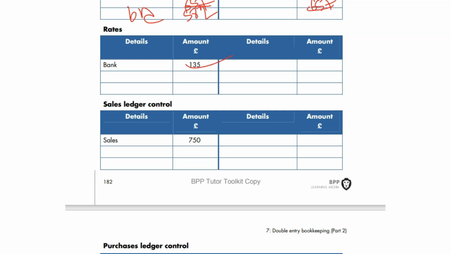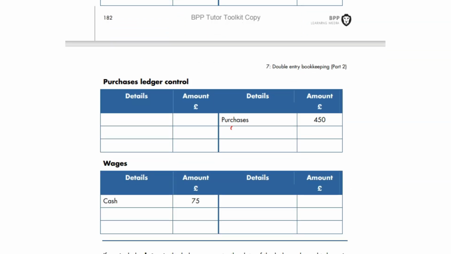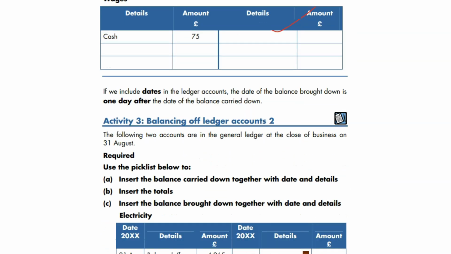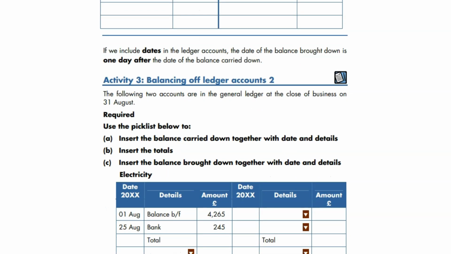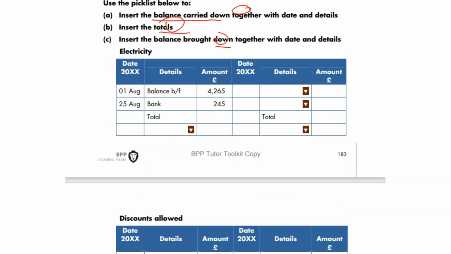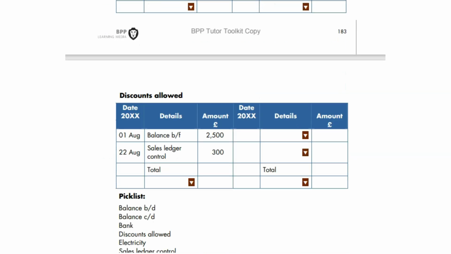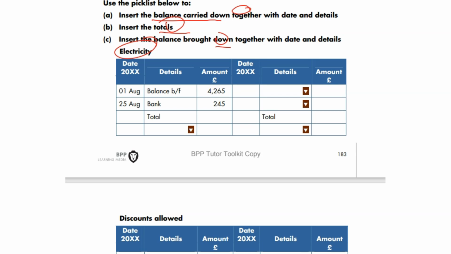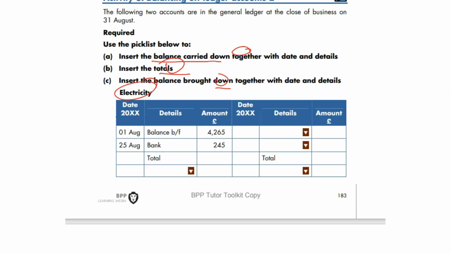I believe you can do the rates, SLCA and PLCA the same way, just leaving these things for you to do and jumping into the next activity. Insert the balance CDBD, insert the total, insert the CD, then BD and total, in short, to do the balancing of figures. So electricity and discount allowed, these two you're going to do, and this will be the end of this video.